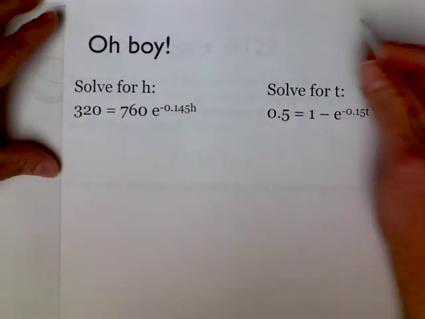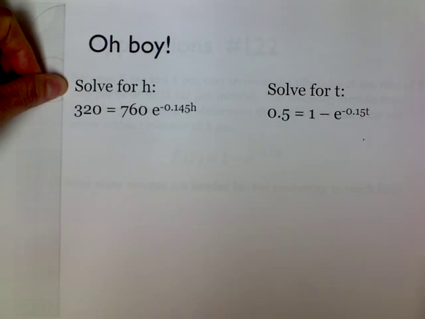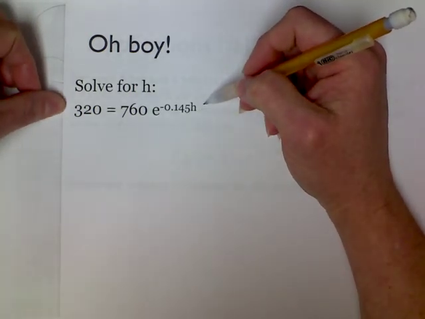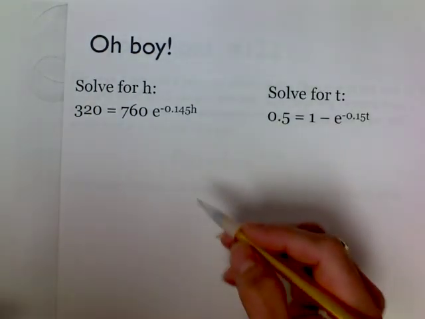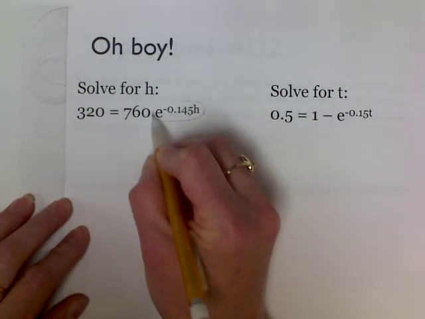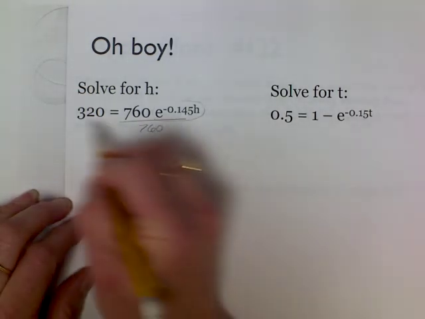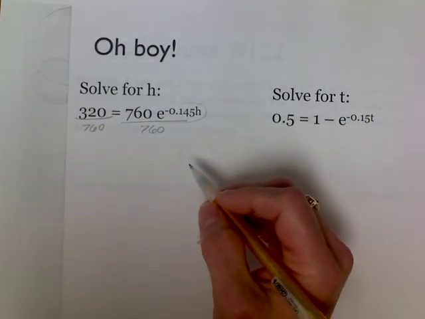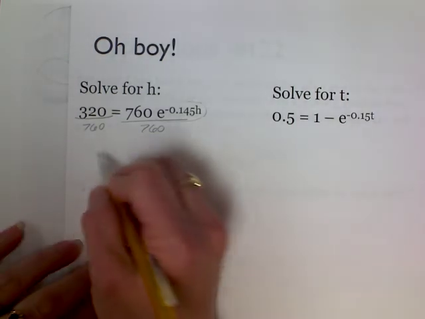Now, I've got two beautiful problems here. Let's start over here. These happen to go with word problems that are in your book. So this time we are going to touch your calculator. We are going to go ahead and get a solution. So I'm going to need to get the E part by itself. So I need to get rid of that 760. So we divide both sides by 760. And 320 divided by 760 is 0.42.